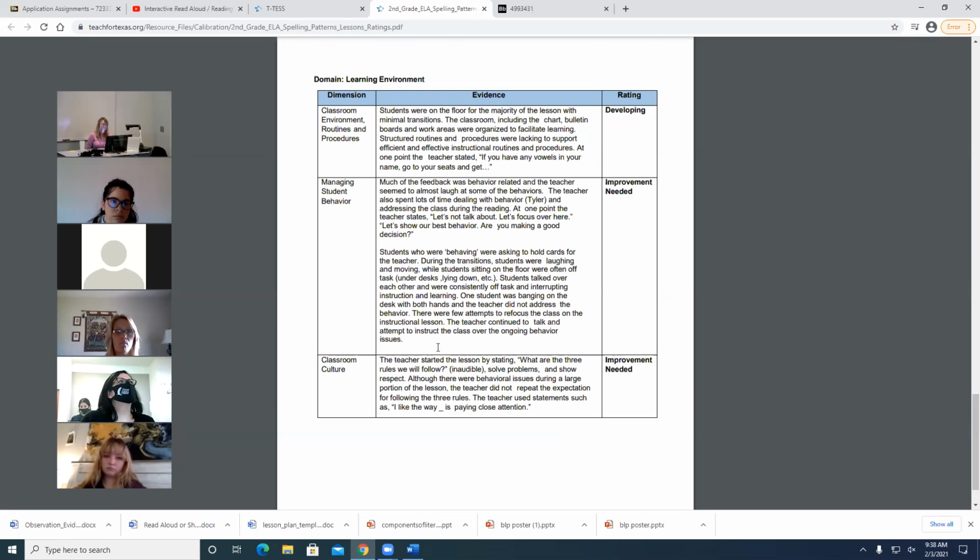The teacher started the lesson by stating, what are the 3 rules we follow? Solve problems and show respect. Okay, so she kind of refers to the classroom culture, the classroom rules, ways of respect and so forth, but she just touches on them and moves on. And it then becomes kind of a shared voice throughout the class where we've got the kids talking while the teacher's talking, they're losing interest, and she just kind of barrels on with the lesson.